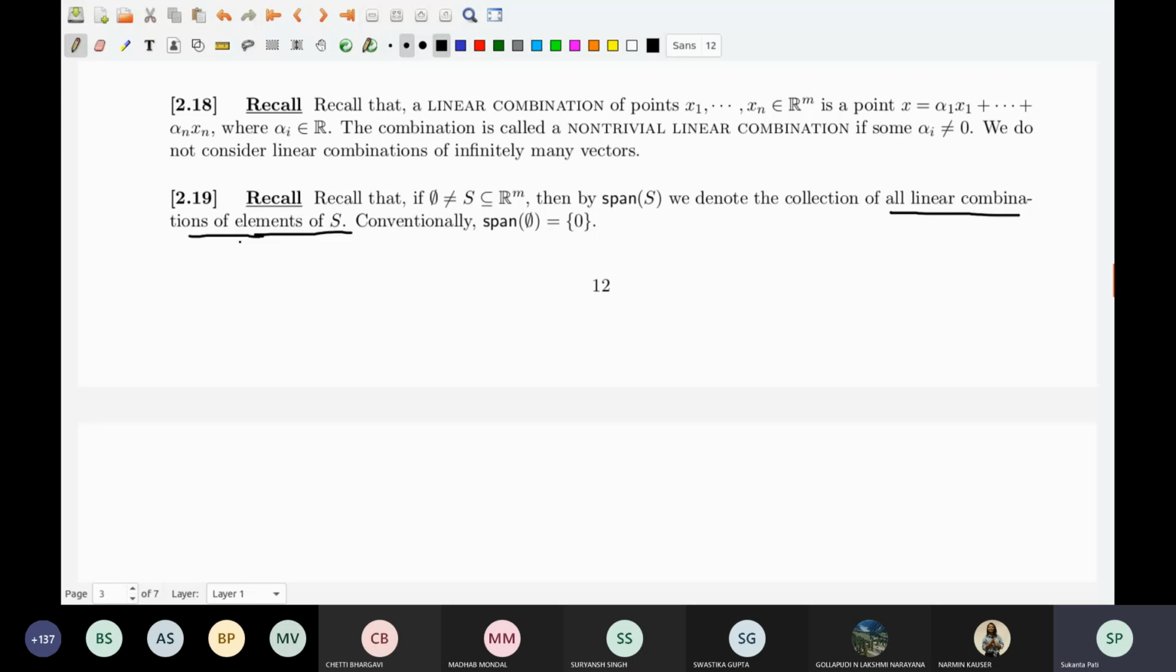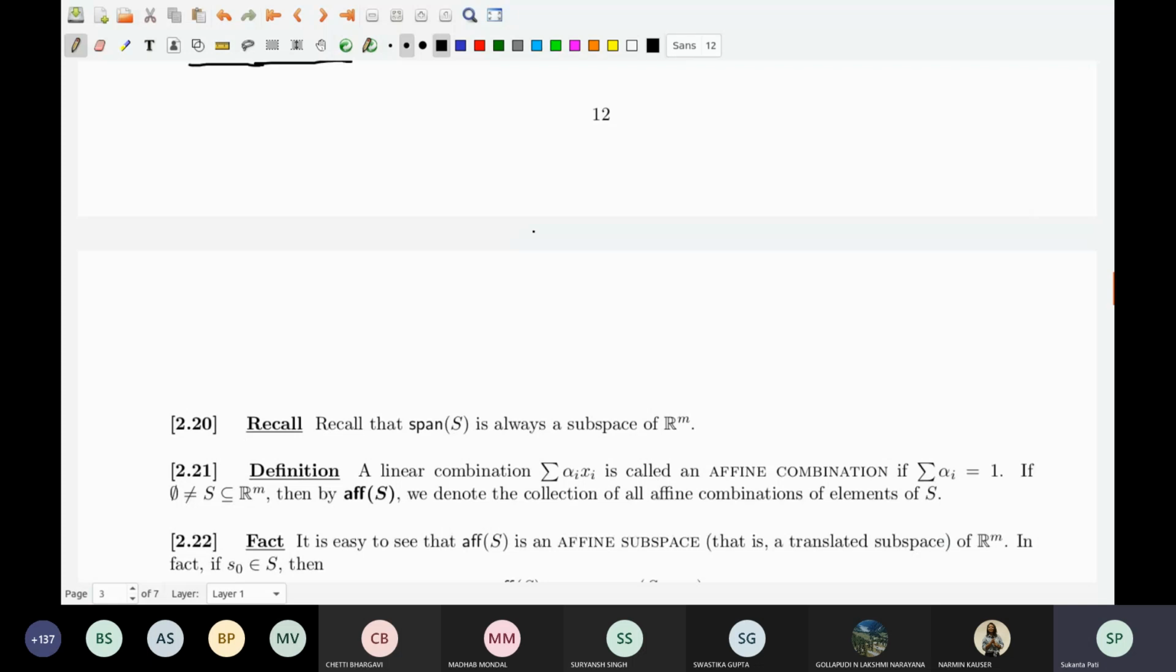Okay, conventionally span of empty set is zero, and we also know one result, that span of S is always a subspace. Okay, that is very easy to prove, that you already know from linear algebra. Okay, we want to talk about a different type of combination.